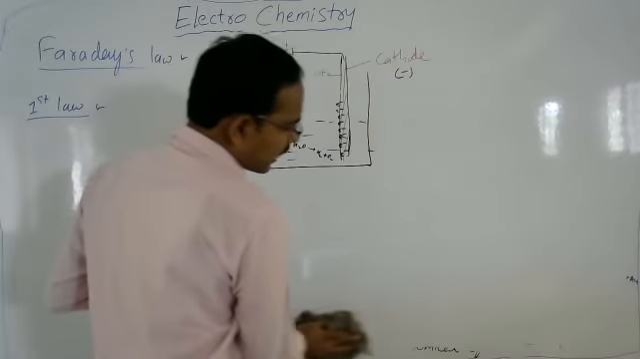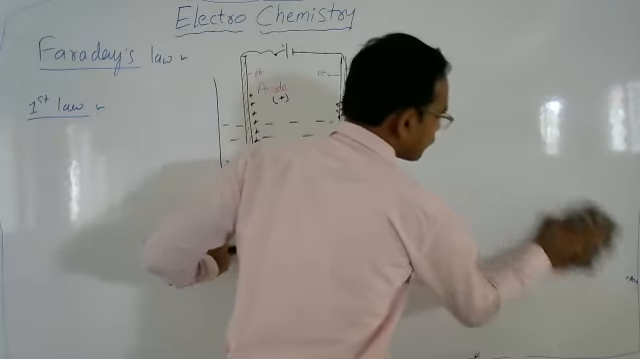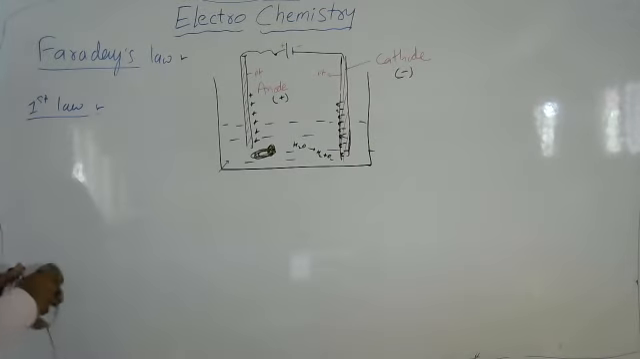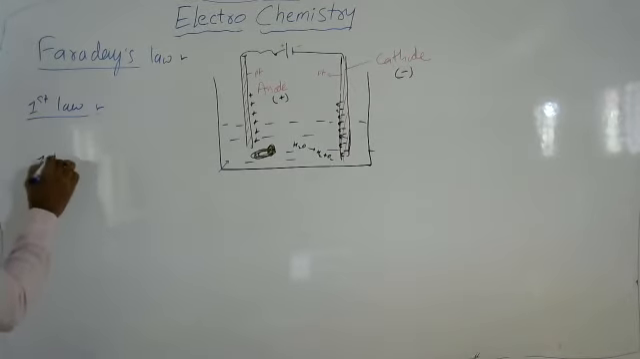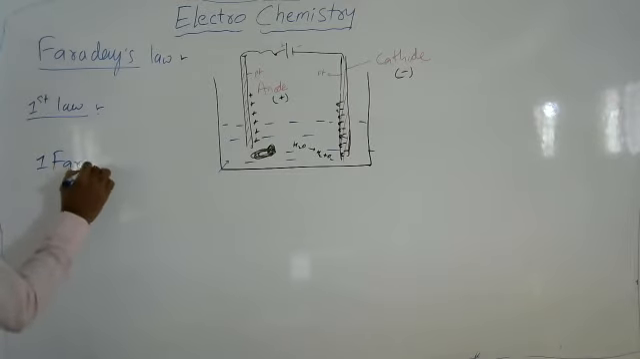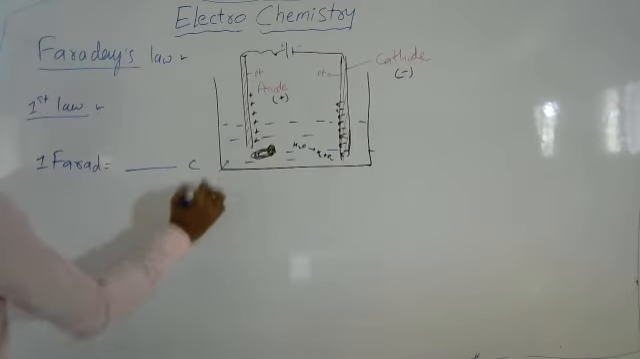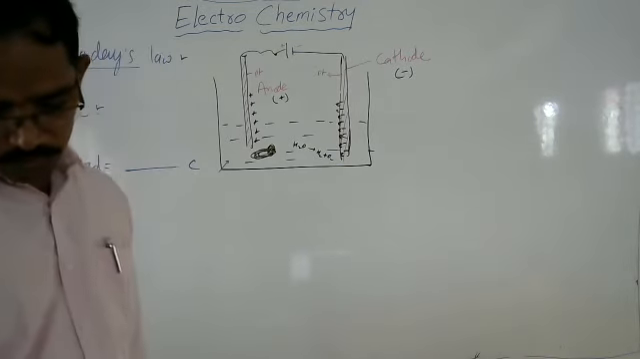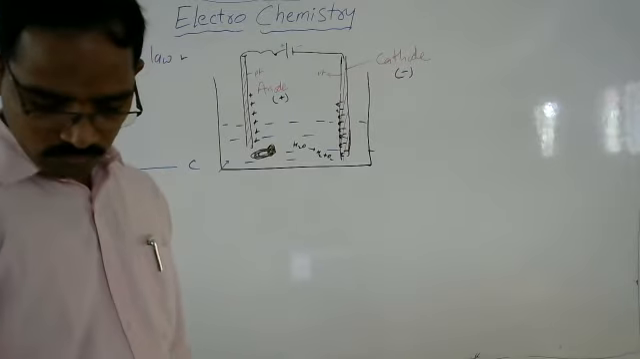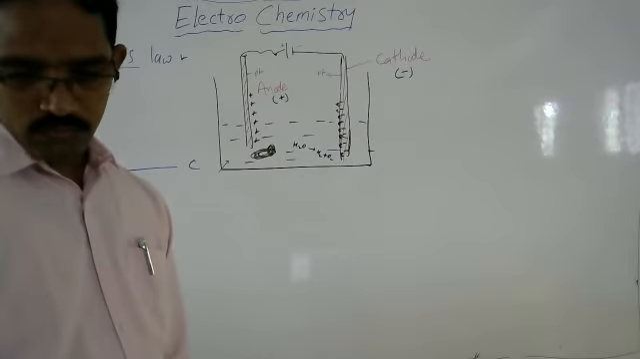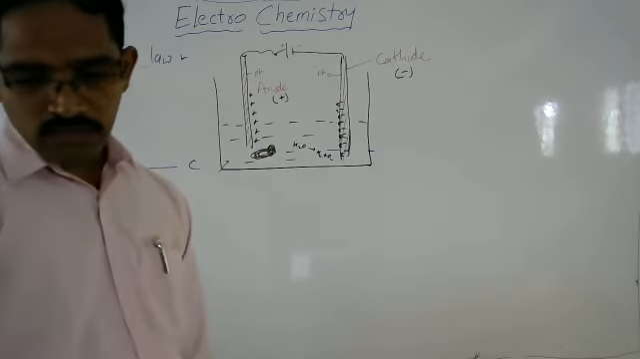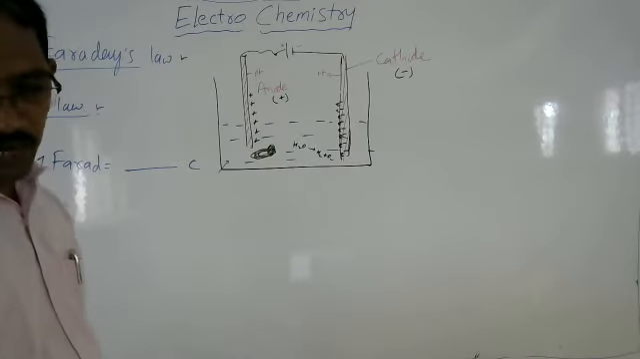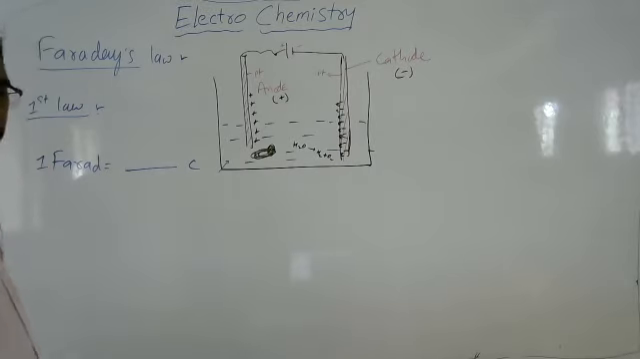Tell me, 1 farad means what? What is 1 farad? 1 farad equal to dash coulombs. Anyone? 96,487 is the correct answer. For our convenience, we will take 96,500.